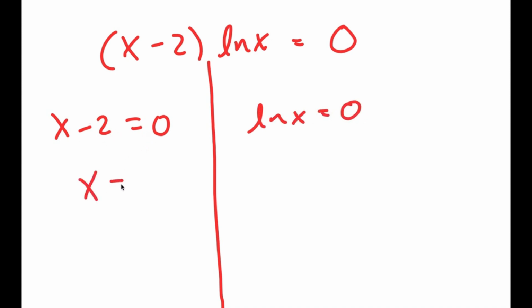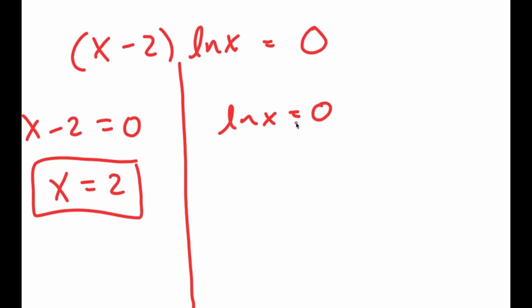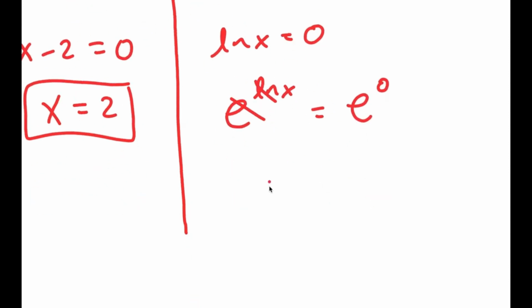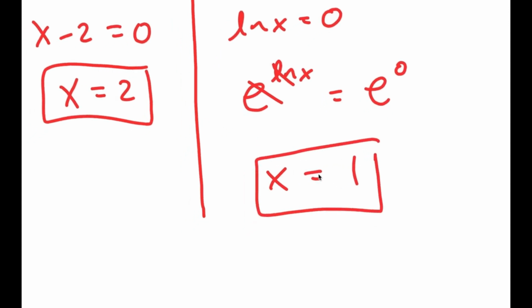X minus 2 is equal to 0. That simply means x equals 2. That's a simple equation. And for ln of x equals 0, I'm going to take e to the power of both sides. These two cancel out from my left-hand side, so I'm left with x is equal to e to the power of 0, which is 1. So these are my two solutions.